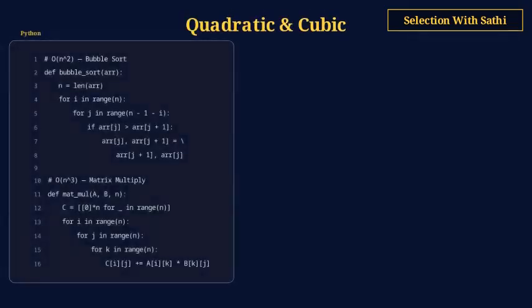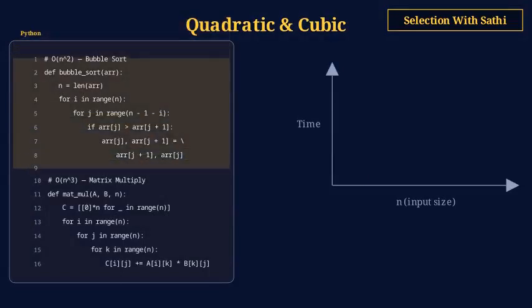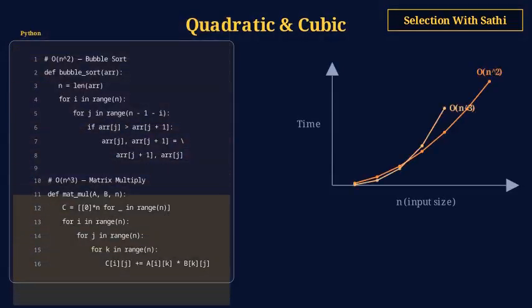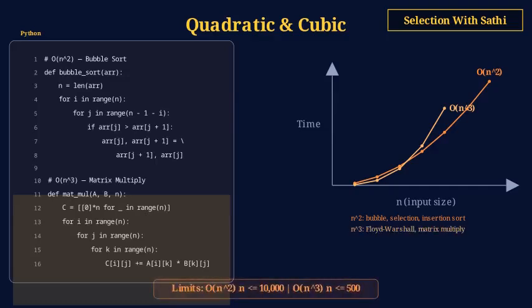Now let's talk about O of n squared and O of n cubed. O of n squared comes from two nested loops. Look at bubble sort on the left. The outer loop runs n times. The inner loop runs up to n minus 1 minus i times. Total is roughly n squared over 2, which simplifies to O of n squared. Selection sort and insertion sort are also O of n squared in the worst case.